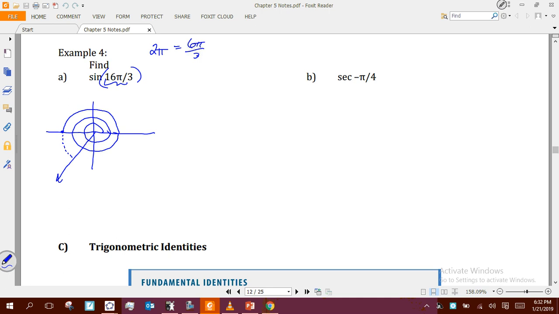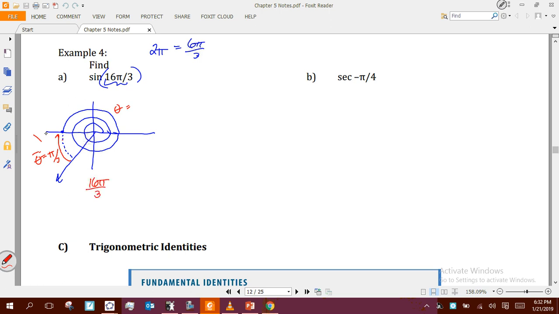Okay, to find theta, there would be that blue angle that I just traced out. Theta bar would be that dotted angle. Okay, so theta bar would actually be that, and that is going to be pi over 3. Okay, alternatively, if you don't like it that way, like I said, you can take 16 pi over 3.